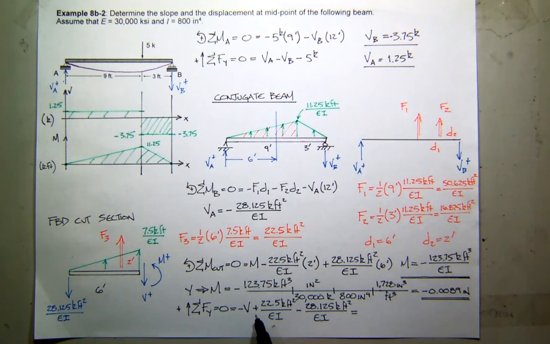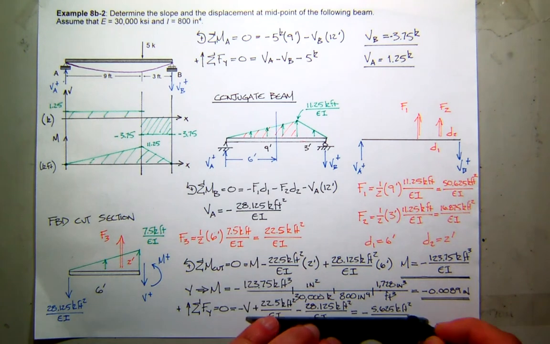So you put your shear to the other side. It's basically just the difference in these two. It comes out to be negative, right? And it's just going to be, I don't know, what's 28.125 minus 22.5? It's pretty small. 5 point what? 5.625, and that's going to be kip feet squared divided by EI.